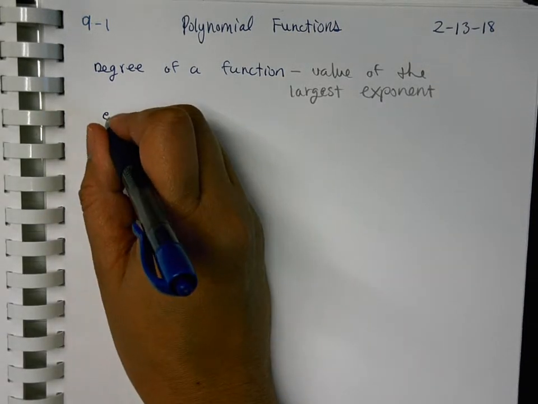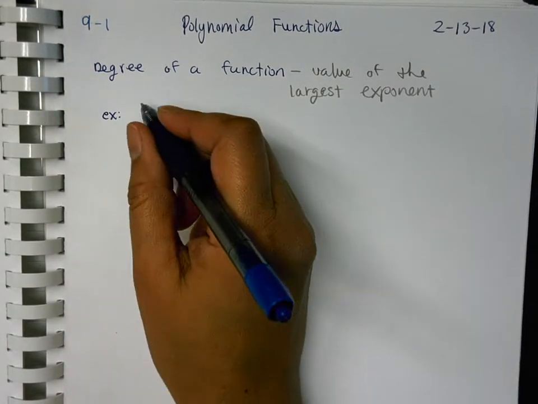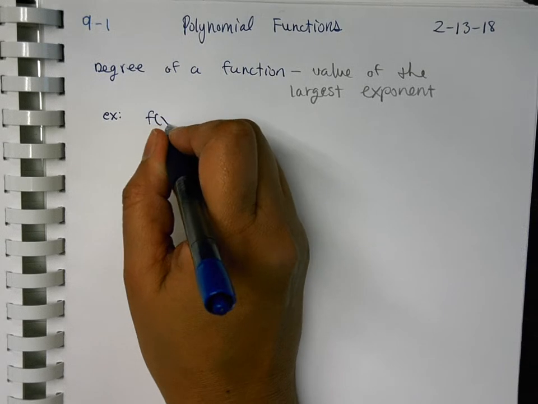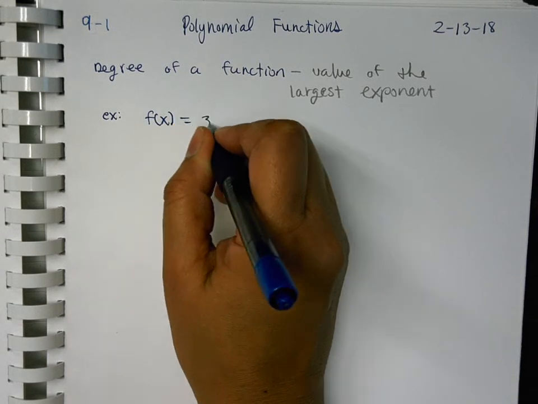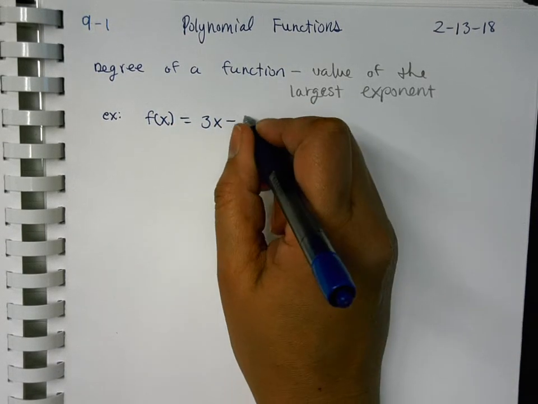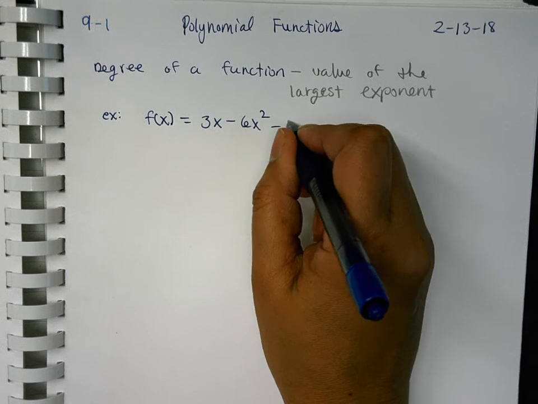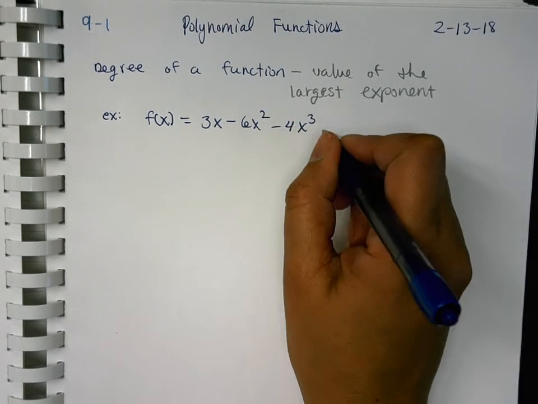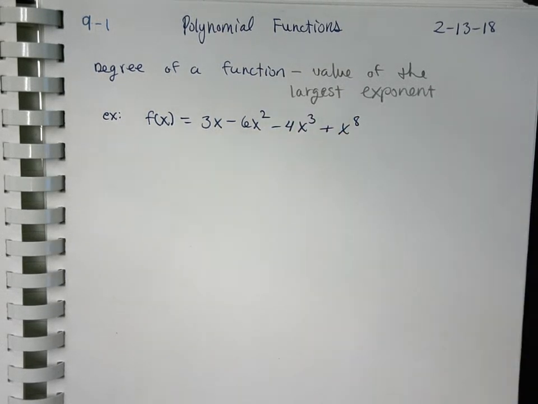All right, so I'm going to show you some examples really quick of finding the degree. F of x equals 3x minus 6x squared minus 4x cubed plus x to the 8th.